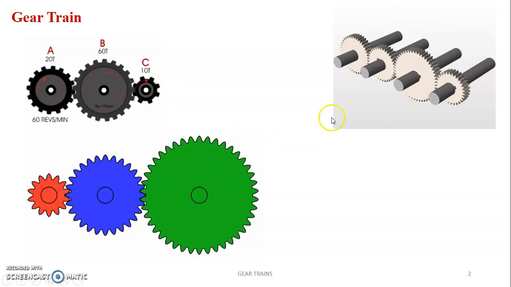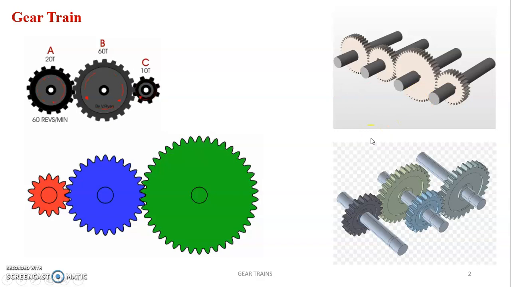Even in this particular example, there are four shafts, but the power is being transferred from the first shaft to the last shaft with the help of four gears. Any number of gears arranged doesn't matter. The arrangement of gears to transmit power from one shaft to the other is known as a gear train.